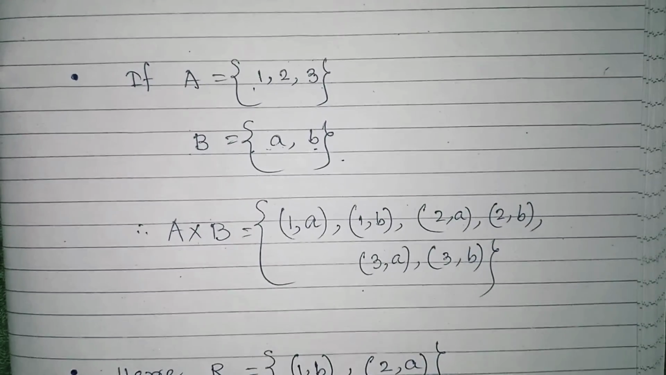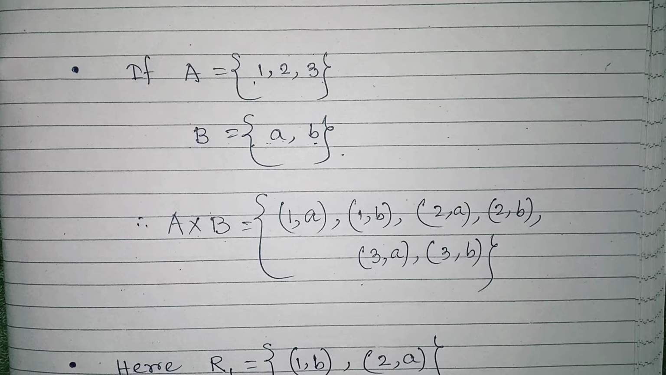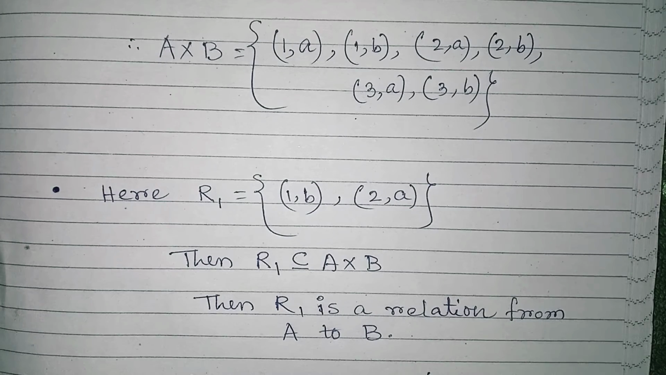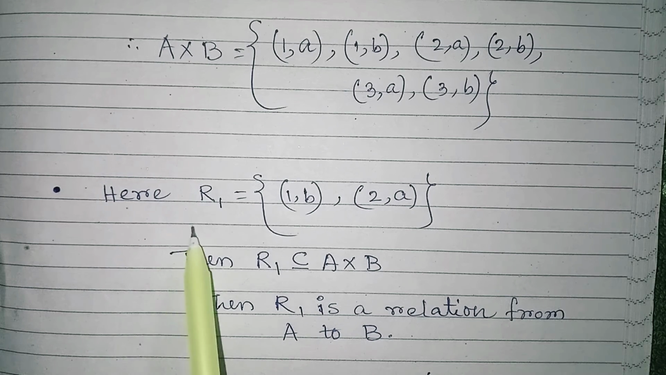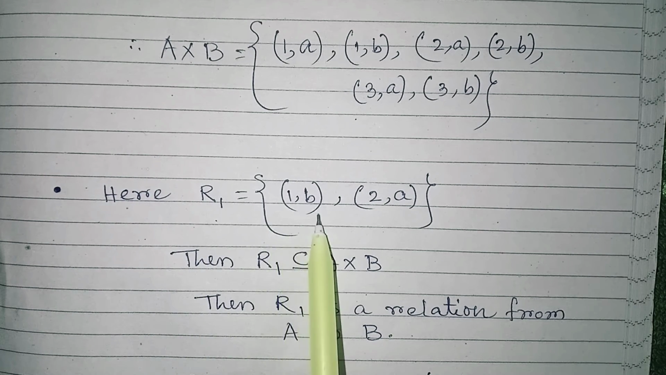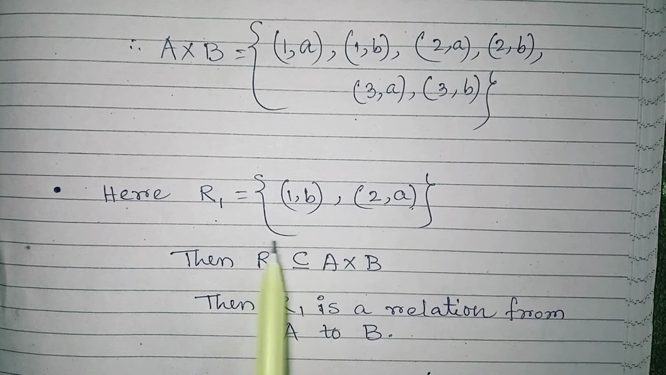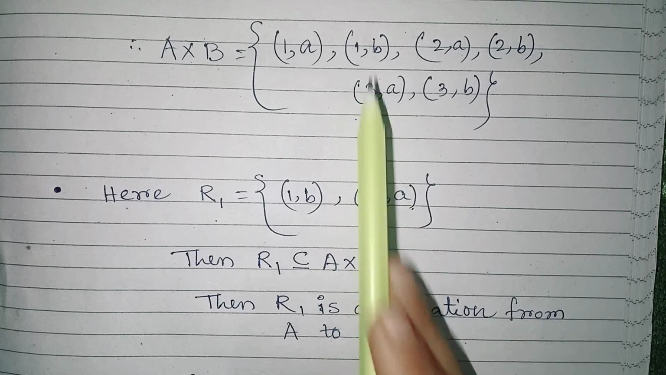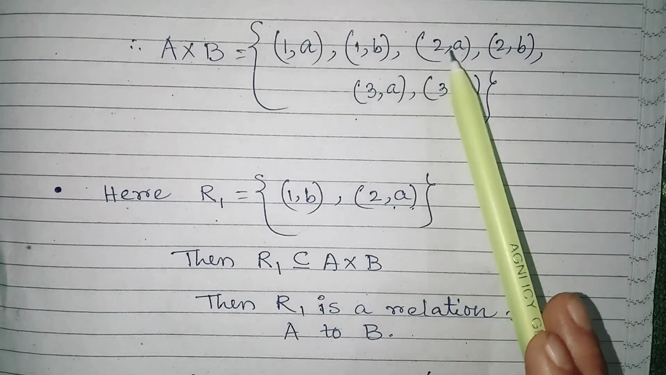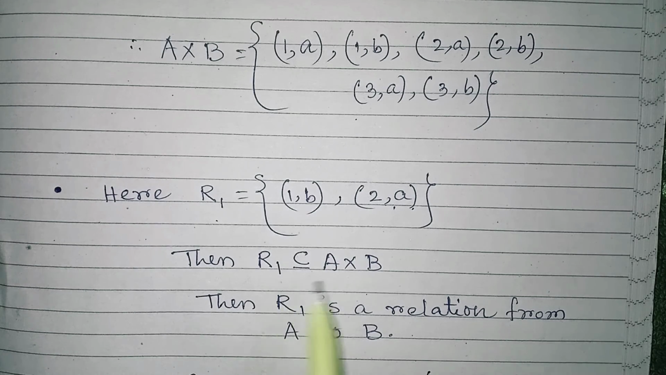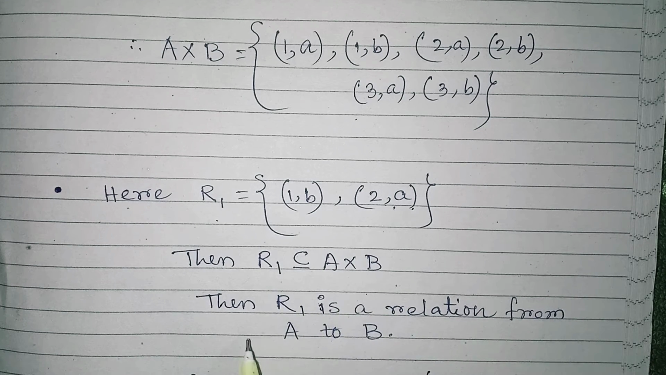Now we will show you some examples of relations that can give you a clear concept. Suppose I take one relation R1 whose elements are 1 comma b and 2 comma a. You can see here 1 comma b lies in A cross B, and 2 comma a also lies in A cross B. So that's why you can write R1 is a subset of A cross B. Then R1 is a relation from A to B.